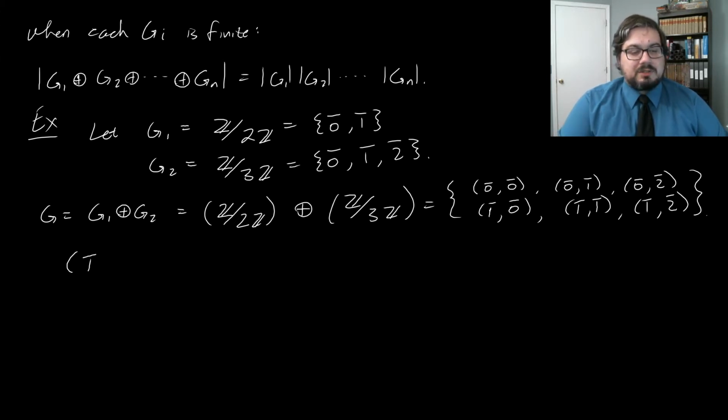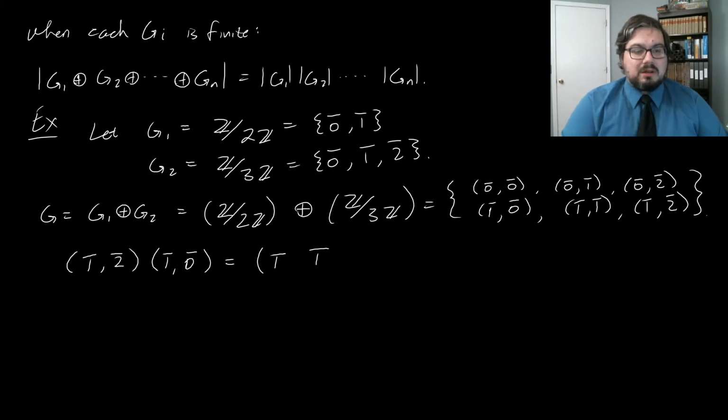So if I want to take the element (1 bar, 2 bar) and operate on it, take the operation of this with (1 bar, 0 bar), then we do that simply by looking in each component. So first of all, I look in the first component, and I've got 1 bar from the first pair and 1 bar from the second pair, and all of these are living inside G1. And all the elements inside the second coordinates are going to operate in G2.